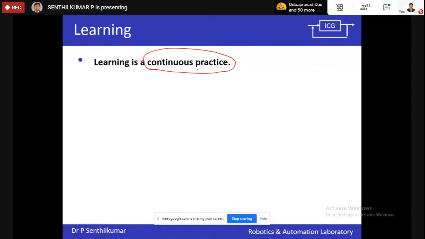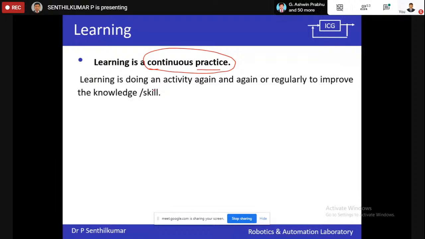Let's see the meaning of the word practice. Learning is doing an activity again and again and regularly to improve knowledge. So this is very, very important. How do you learn? How do you study? That is very important. Currently, we are studying in the wrong manner.